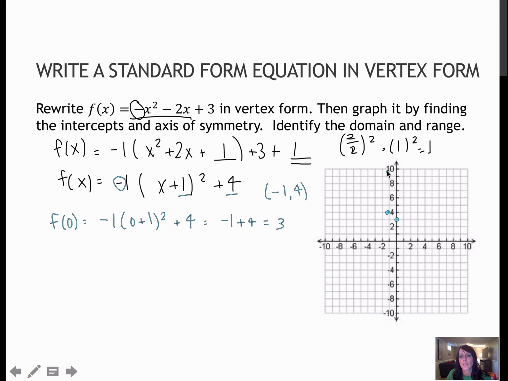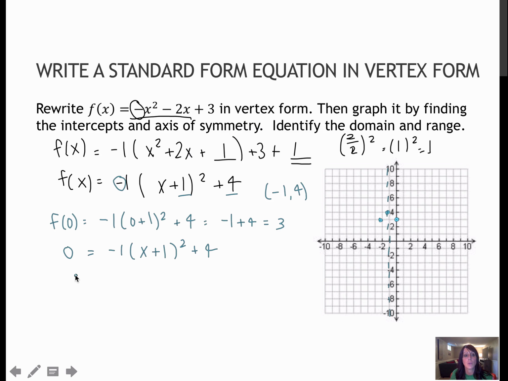And then of course I forgot to draw in my axis of symmetry, but it would go right through x equals -1, which is where my vertex was, which means I can reflect this to the opposite side. And now let's find 0 equals negative 1 times x plus 1 squared plus 4.